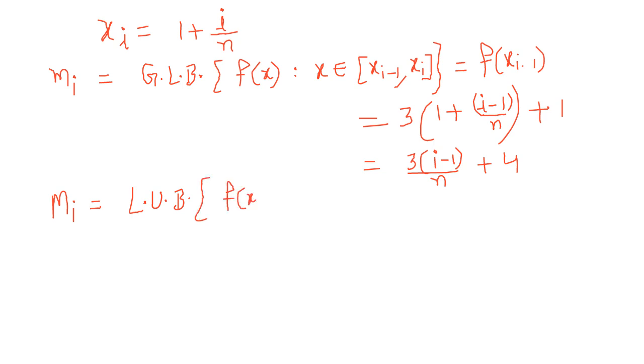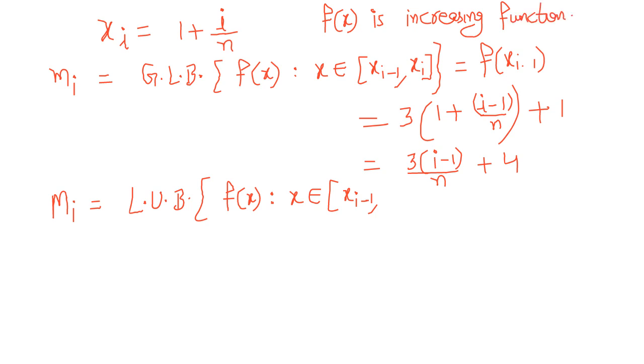So 3i upon n plus 4. But we forgot one very important thing. We did not write it down because f of x is increasing. So remember this part, it is very important: f of x is an increasing function.